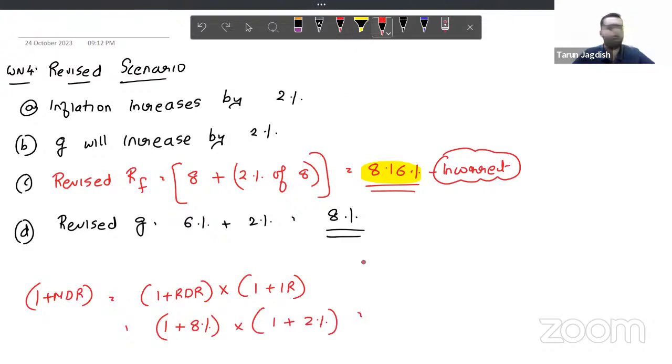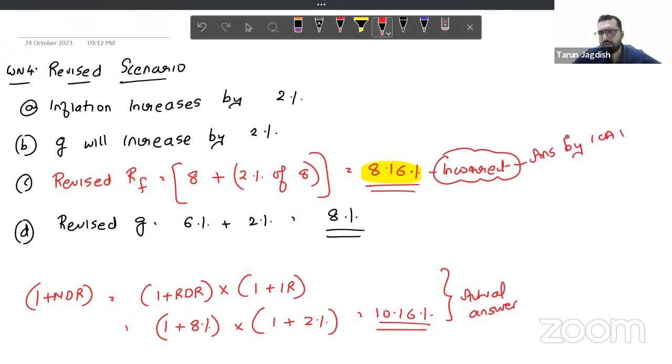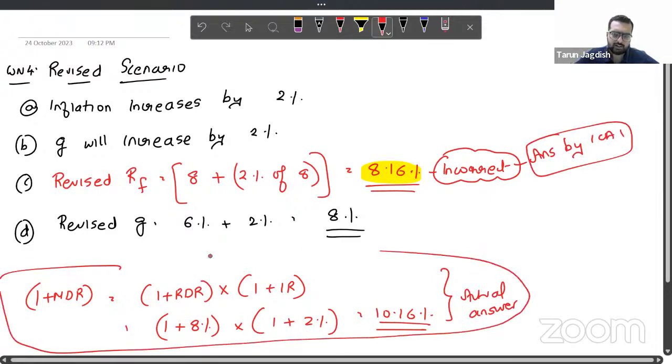So ideally, when you do like this, you get a different answer. What answer will you get? Can you tell me? You'll actually get the revised RF as how much? It should turn out to be 10.16%. This is the actual answer. Okay. But this is the answer by ICAI. So we will follow only this. All right. This part just for your understanding.